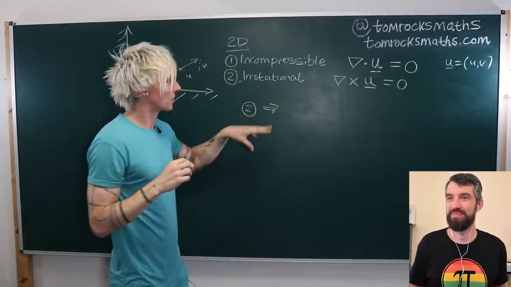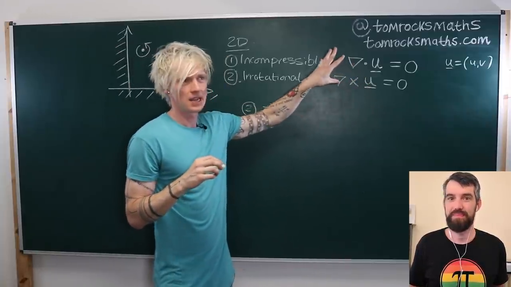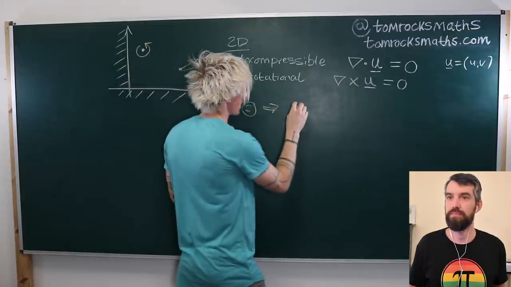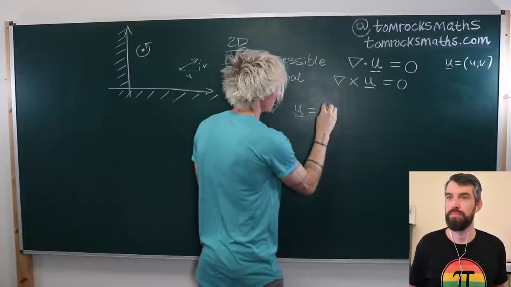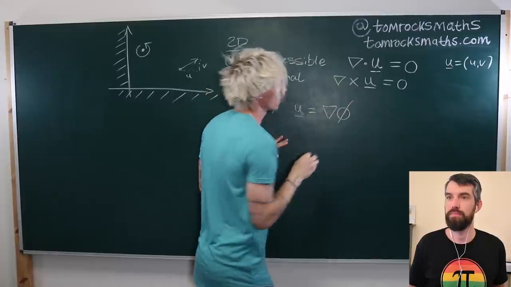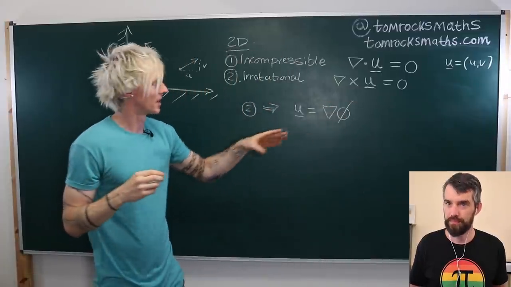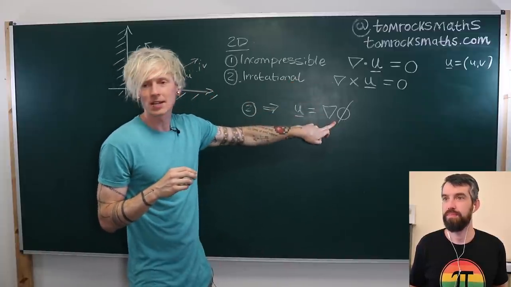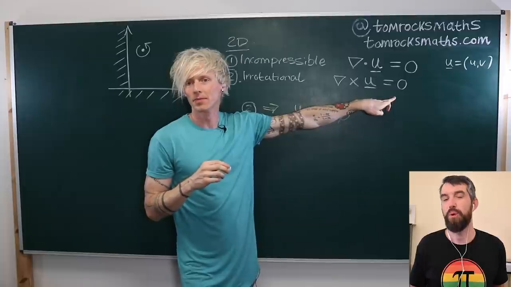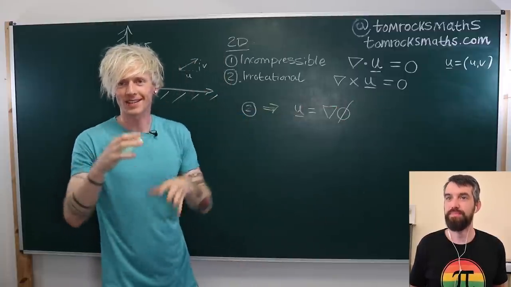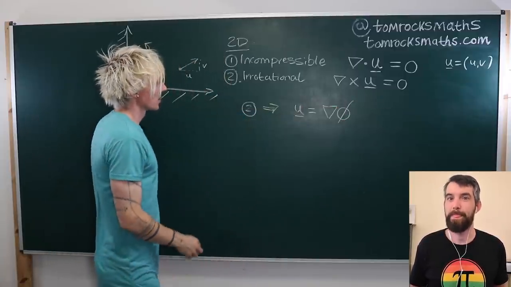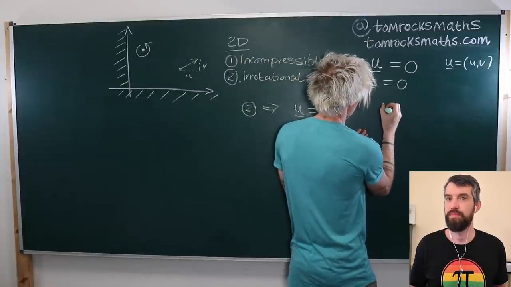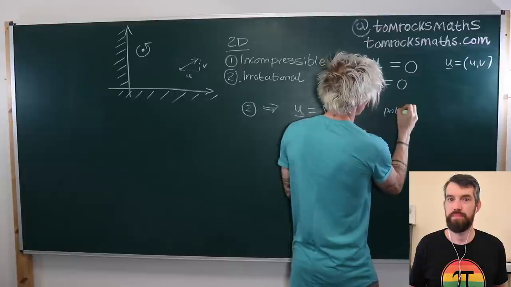what you can conclude from the fact that the curl of U is zero is you can actually say if U is equal to a gradient of some potential, that's why it's called potential flow, some potential phi, then when you take the curl of a gradient, it's automatically zero. Right, because curl of grad is always zero. So that's going to be what we call our velocity potential. So this is our potential, phi.